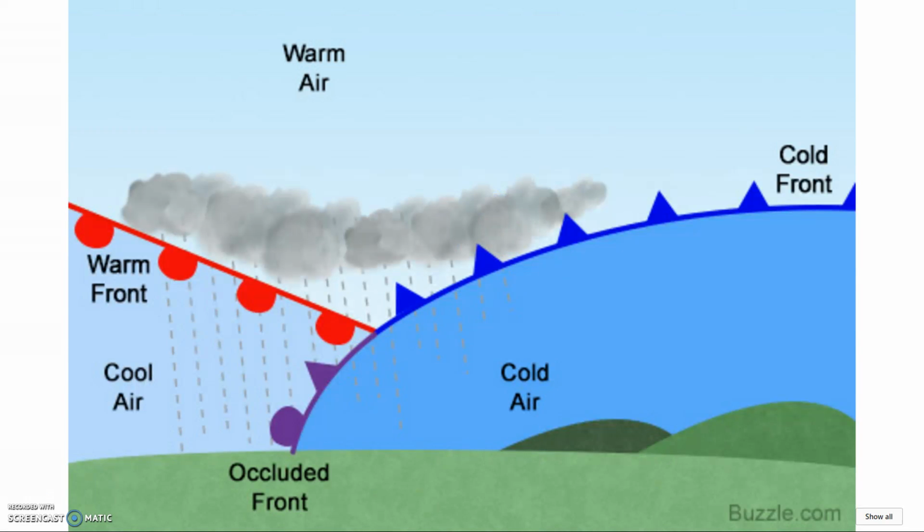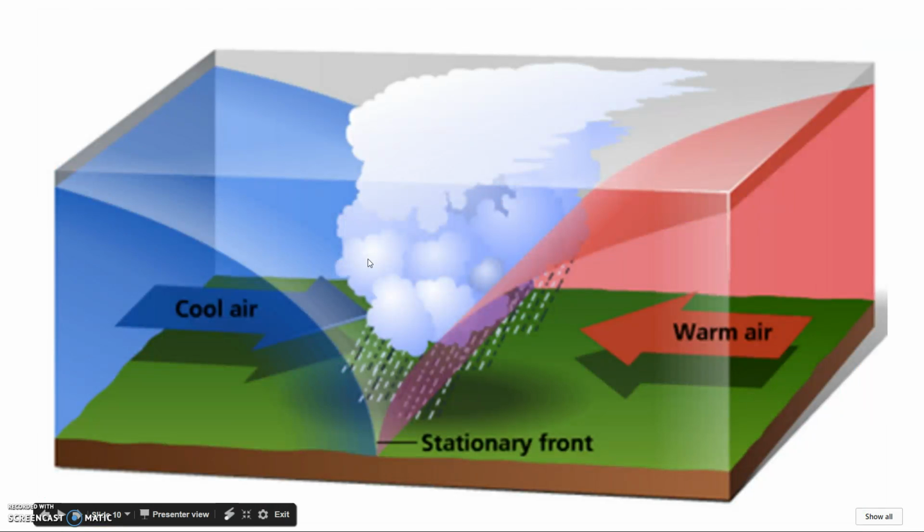Here we have an occluded front. This is when warm and cold fronts run into each other, and this causes precipitation along the occluded front. Here we have a stationary front, and it's pretty simple. It's when cool air and warm air collide but don't move. This causes precipitation along the stationary front.